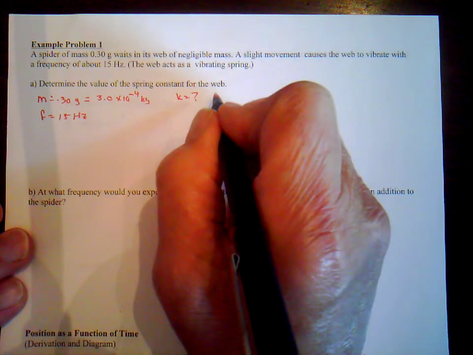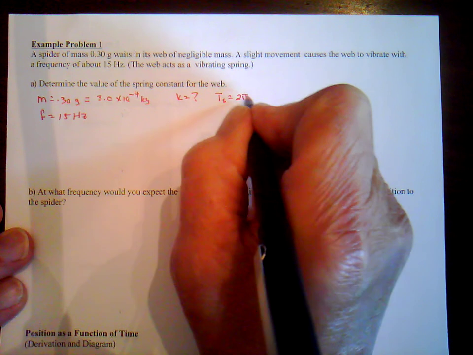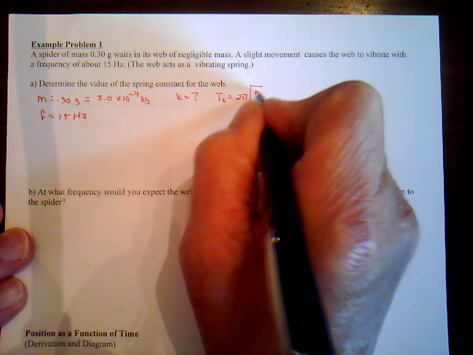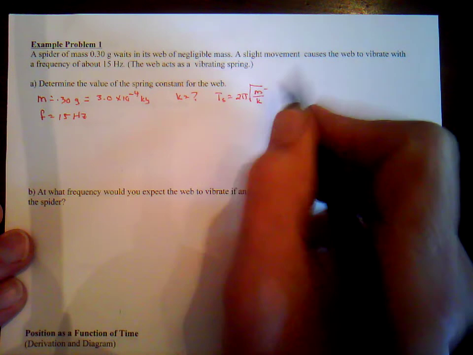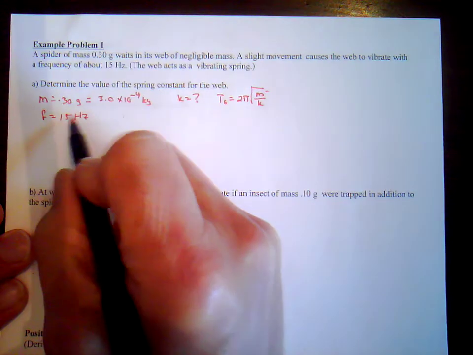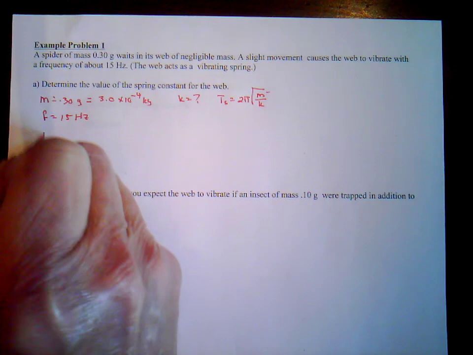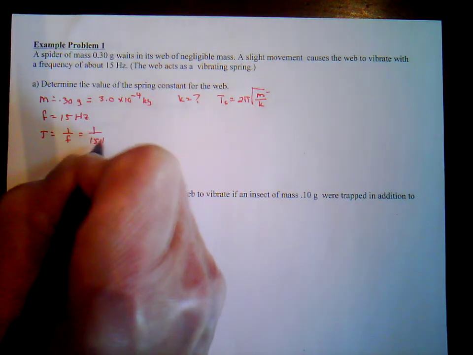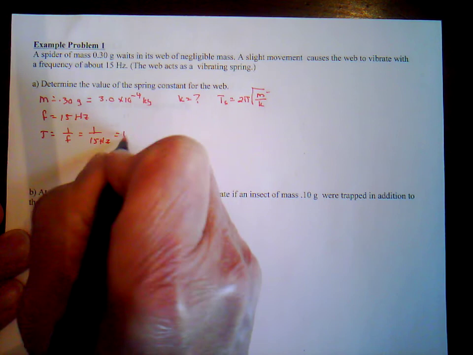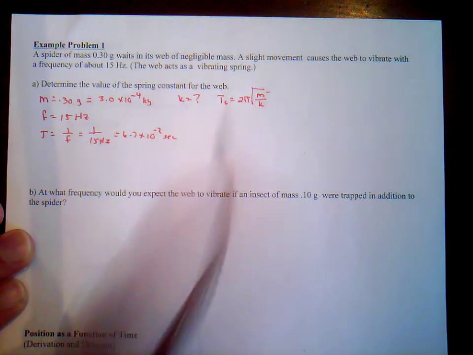Well, we know that the period of the spring is 2 pi times the square root of mass over k. We know the mass. We are given the frequency. But if we know frequency, we can always get the period, because the period is equal to 1 over the frequency, which is 1 over 15 hertz, which is going to be 6.7 times 10 to the minus 2 seconds.